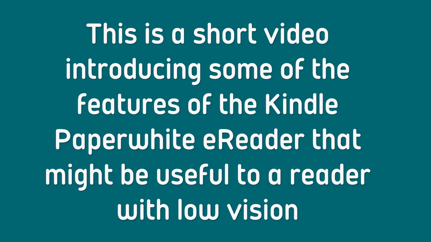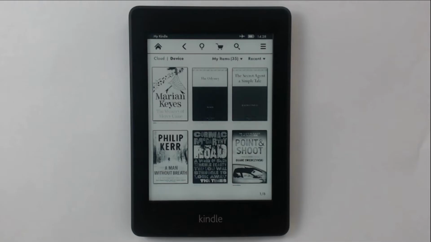This is a short video introducing some of the features of the Kindle Paperwhite e-reader that might be useful to a reader with low vision. The Paperwhite doesn't have any text-to-speech feature in it, so it can't be used by someone who can't see the screen. But if you have difficulty seeing the small text that appears on some of the menus and the screens that are on the Kindle Paperwhite, you may be interested to know that you can vary many of these.